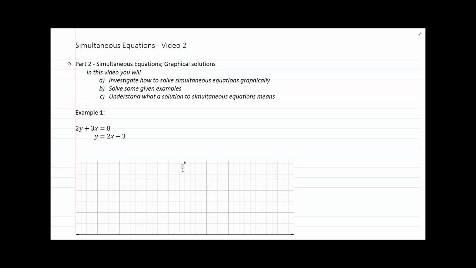In this video, we're going to investigate graphical solutions to simultaneous equations. We'll look at how to solve simultaneous equations graphically. We'll have a look at some examples, and we'll also understand what a solution to a simultaneous equation means. So let's start by looking at example 1, and then we can investigate through this example.